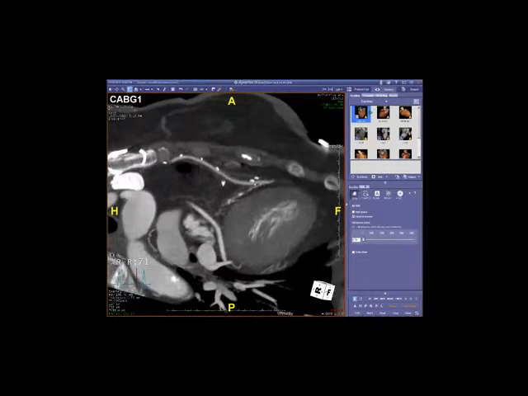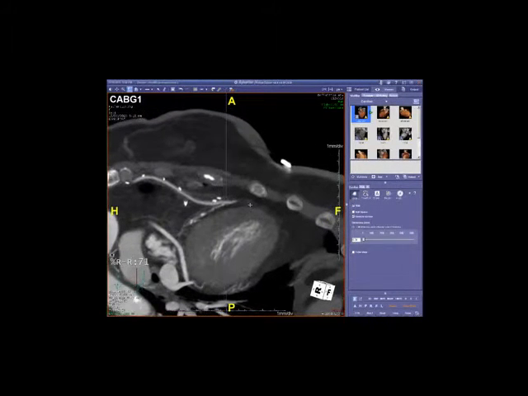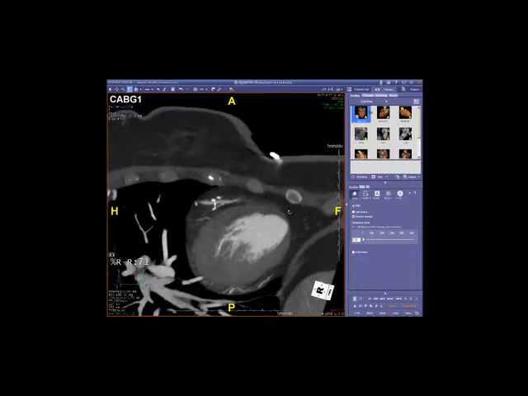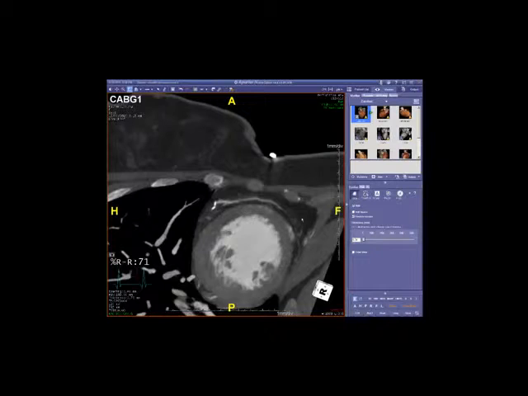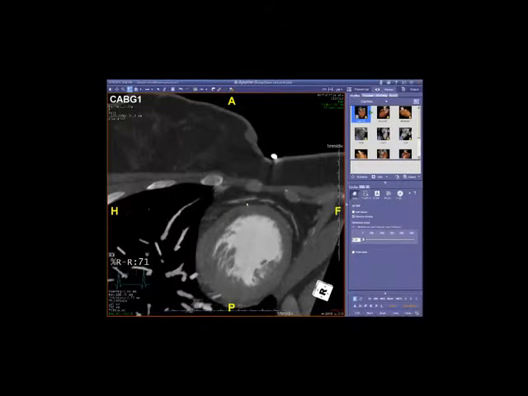But you can see this internal mammary graft coming underneath the ribs, and that's plugging in very nicely here into the left anterior descending vessel. And there's the rest of the LAD. We saw this in the 3D view. And I do want to point out, though, that there's a suspicious area right here.